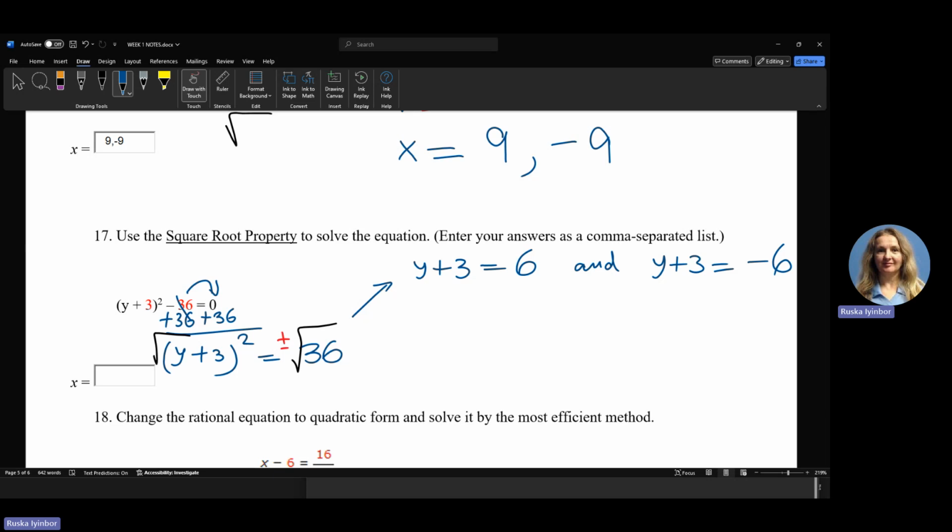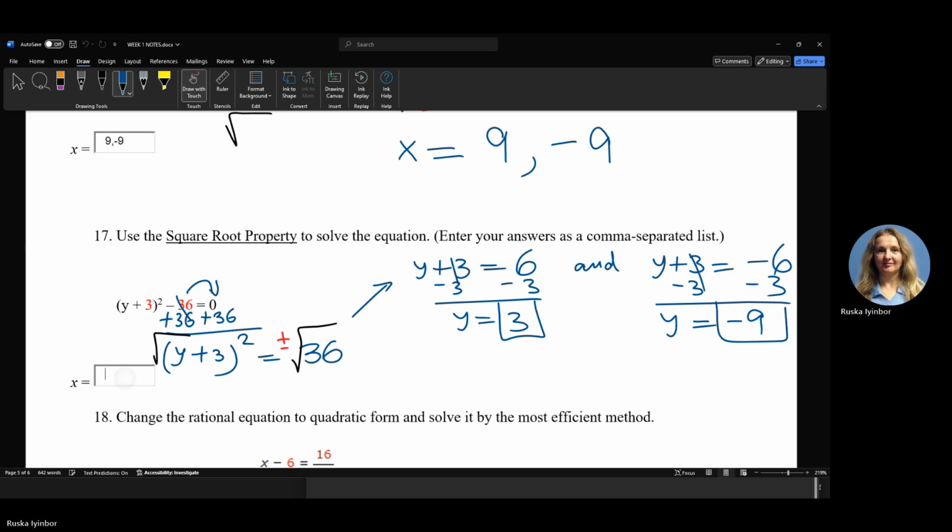So how do you solve y plus 3 equals 6? You're going to subtract 3 on both sides. And that gives me y equals 3. That's my first answer. And when I solve the other one, I'm going to subtract 3 again the same way. And I'm going to get y equals negative 9, the second answer. So the solutions here are negative 9 and 3. Doesn't matter which one goes first. And that's the answer. Any questions?